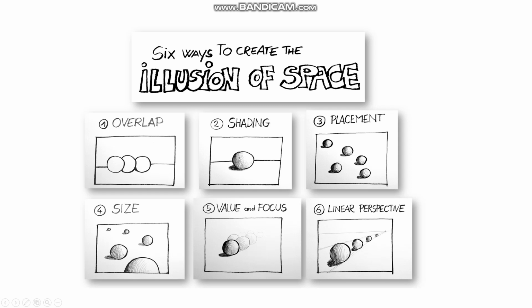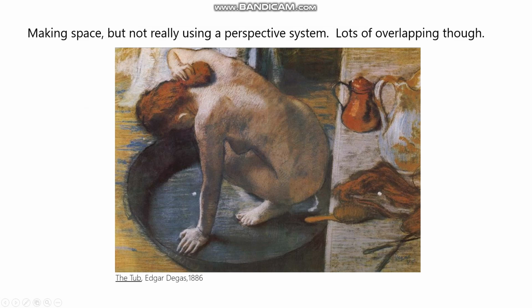As well, we've talked before about value and also line weight, and how those things can create space, as well as the softness or the crispness of edge. Another thing added to this could be detail, the amount of detail or the lesser amount of detail. And then lastly, perspective systems.